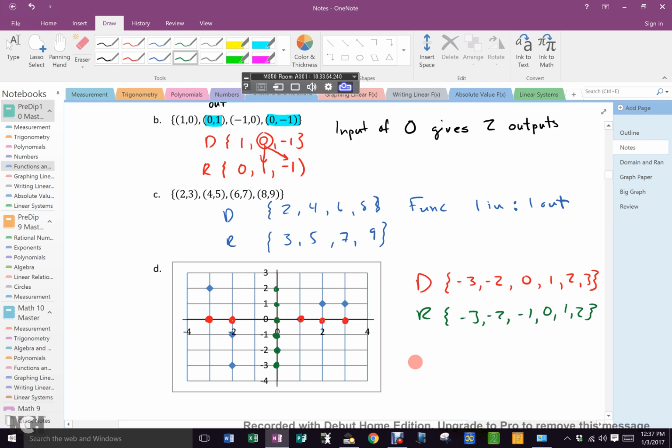One person has said function. 29 other people have said nothing. Now, a few more people have said relation. It is indeed a relation. Why?